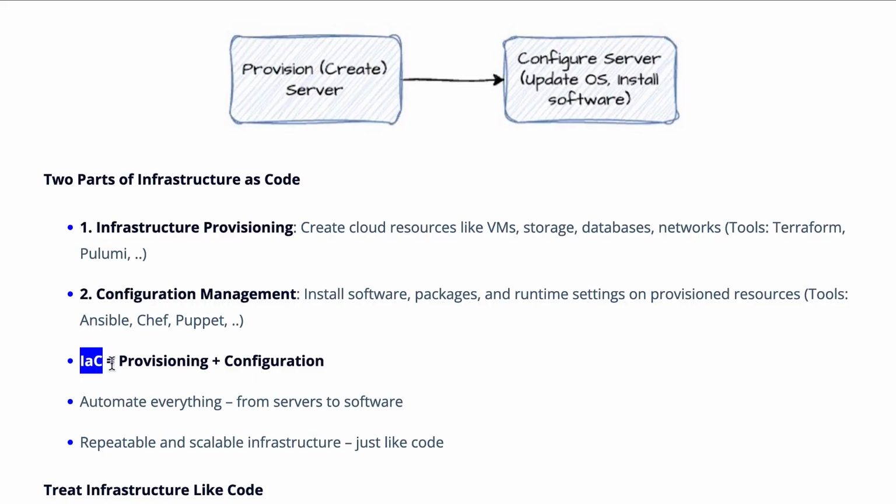Infrastructure as code is a combination of both provisioning plus configuration. Automate everything from the creation of the server to the software which is installed on the server. And once you automate everything, it becomes repeatable and scalable. You can run it multiple times and you are sure that you will get the same server with the same configuration. Popular tools for infrastructure provisioning, for creating resources in the cloud, are Terraform, Pulumi, and others.